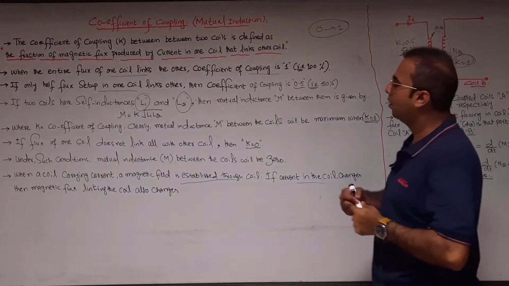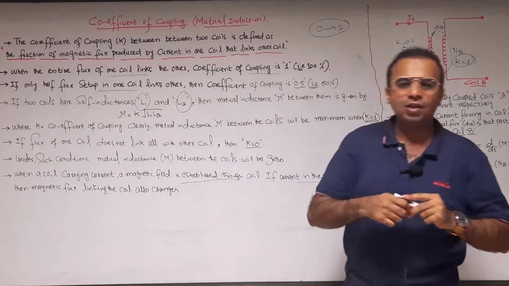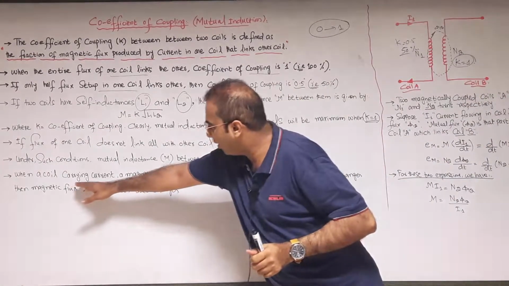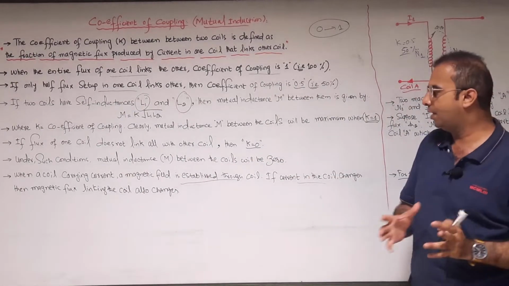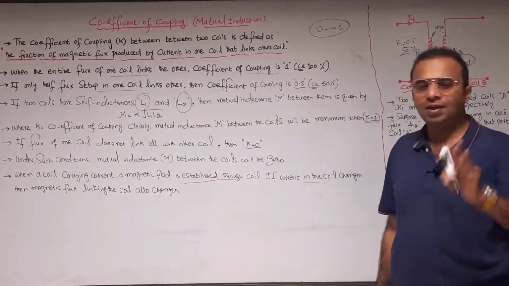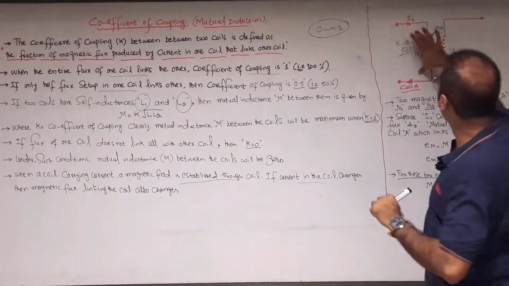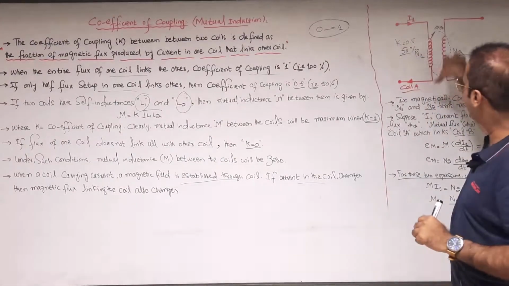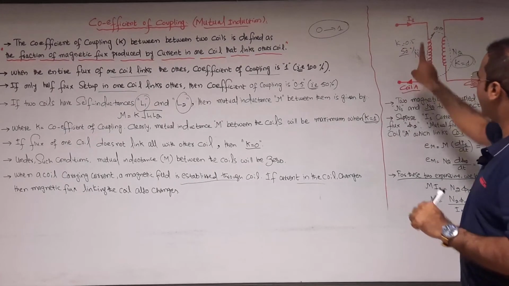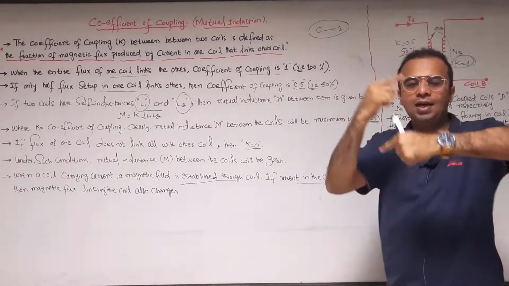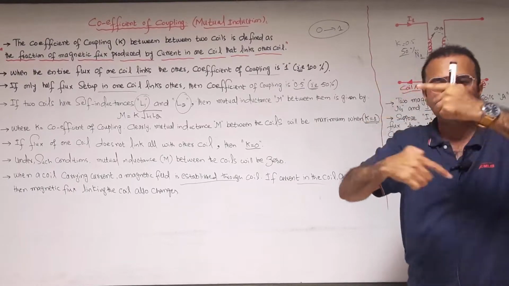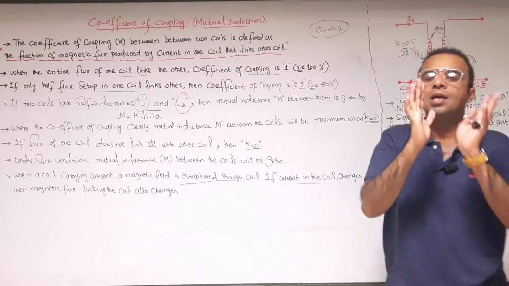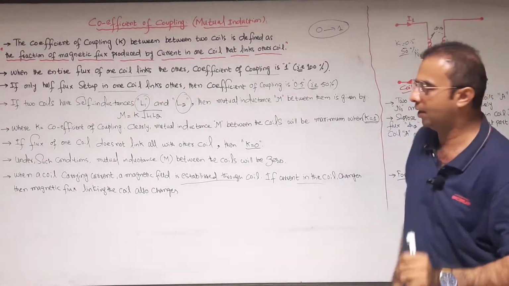Now, if we recall the concept of self-induction, what happens? Whenever a coil carries current, a magnetic field is established. If the current in the coil changes by itself, then an EMF is induced in that particular coil. That is called self-induction.